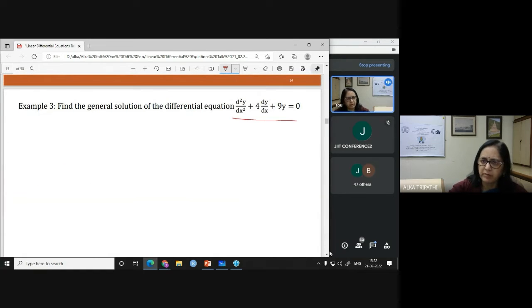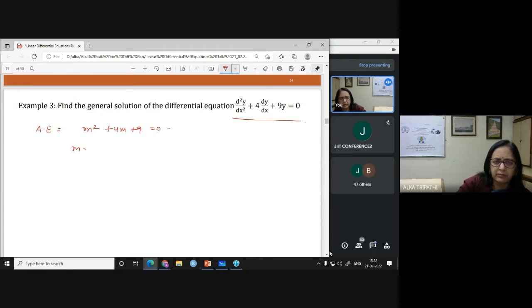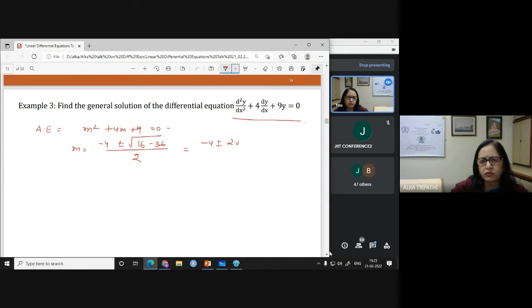For example, if I'm having this one, the auxiliary equation is m square plus 4m plus 9 equal to 0, where m is equal to minus 4 plus minus root of 16 minus 36 divided by 2, or minus 4 plus minus 2 root 5 by 2, or you can say minus 2 plus minus root 5. So alpha and beta we are having, alpha is minus 2, beta is root 5.